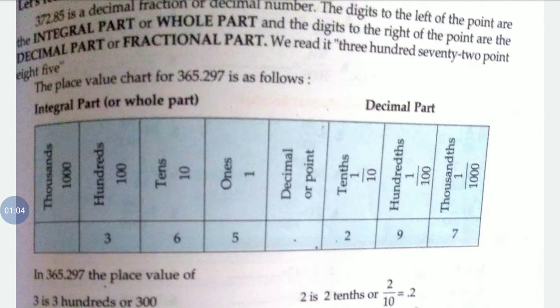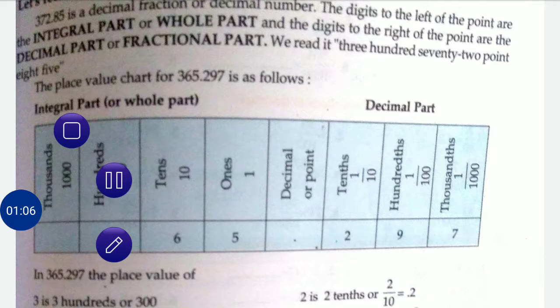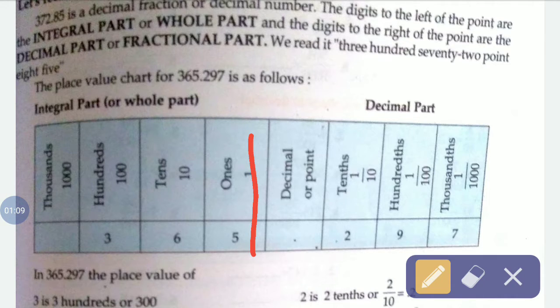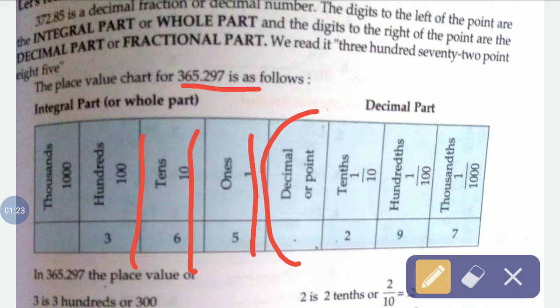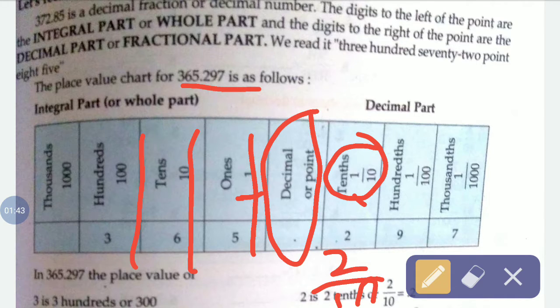So the number is 365.297. On the ones place you will have 5, in the tens place 6, in the hundreds place 3. Then the decimal point will be there. Now 2 is on the tenths place. So it is 1 upon 10. Here you can see only 1, here it is 1 upon 10. This can be written as 2 upon 10.